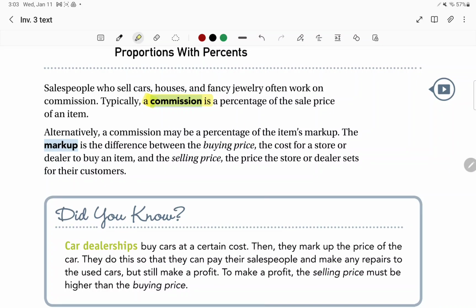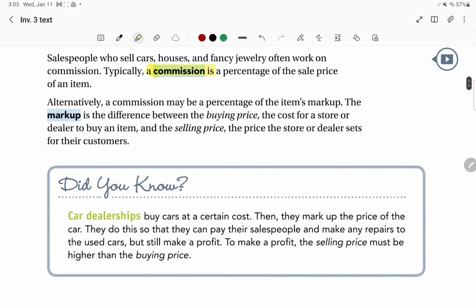Go ahead and take the time to write this definition in your notes. It's the percentage of the sale price of an item. It's basically what you are getting paid to sell that product. So if you sell a $200,000 car, your commission is going to be higher than if you sell a $2,000 car. You're not going to be pushing people to spend $2,000 on a car. You're going to be pushing them to purchase a $200,000 car. Go ahead and get that in your notes.